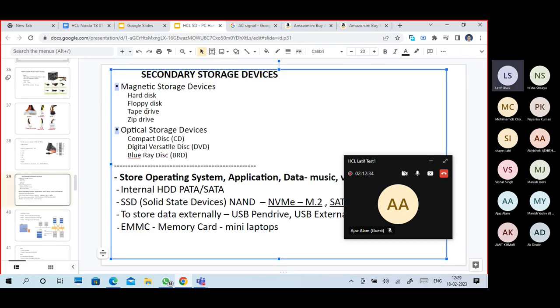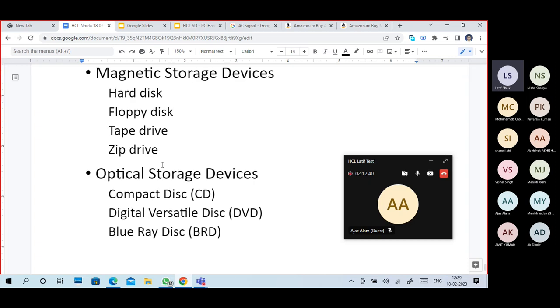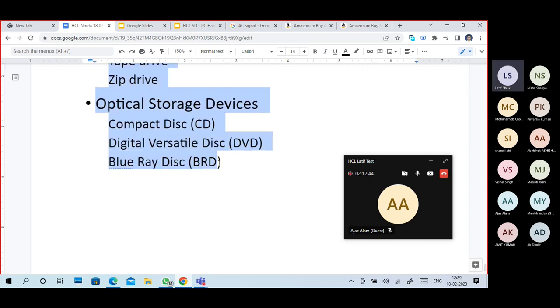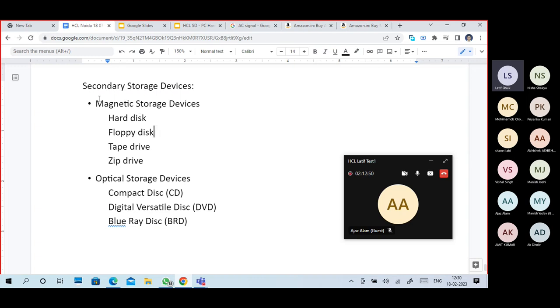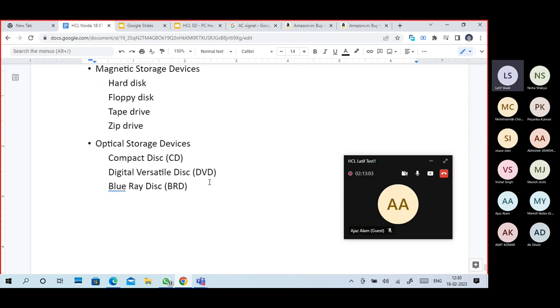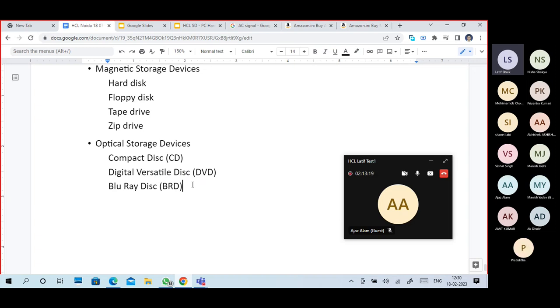So in this, there are some magnetic type of storage devices, and optical type of storage devices also. Magnetic type means the data is stored in the magnetic material. And optical storage devices means it is a kind of media in which we store data through laser beams, reading and writing data through optical equipment, like a laser beam kind of stuff.